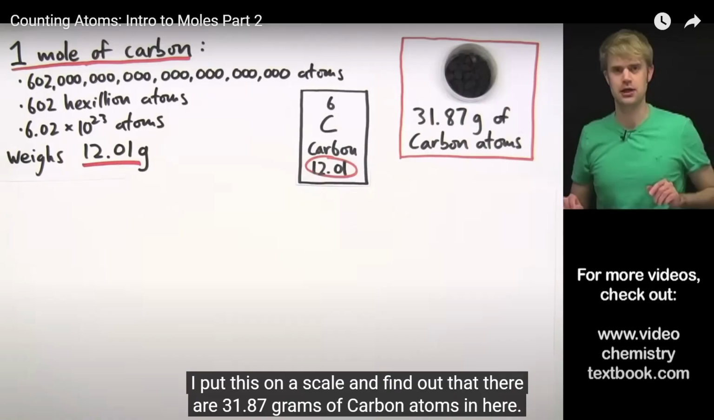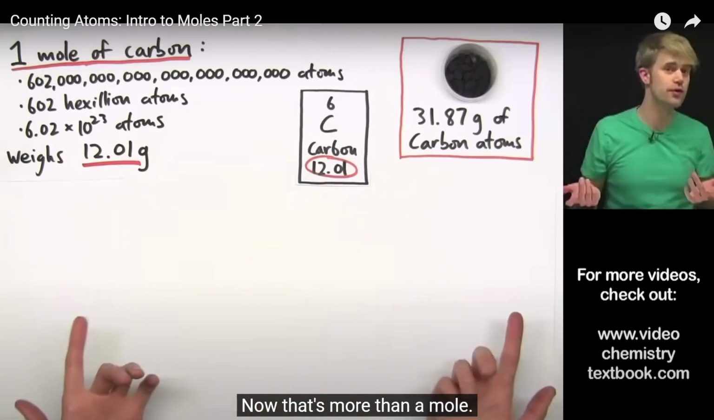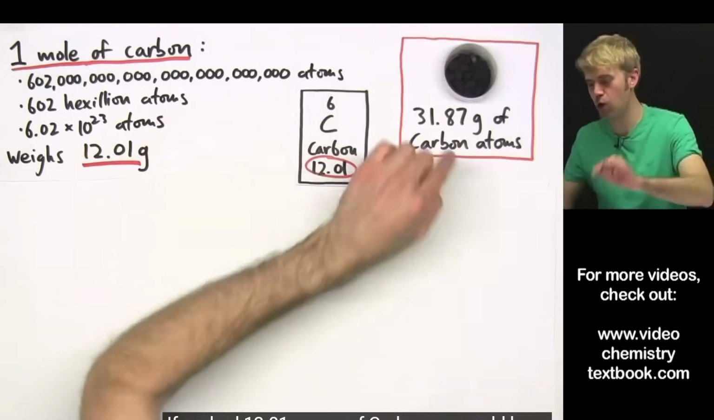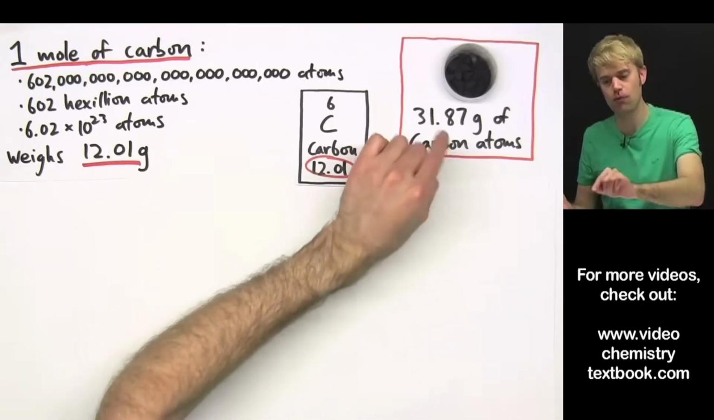more, right? Because 1 mole is 12 grams-ish, and this is 31 grams-ish. So we have more than a mole. Almost 3 times as much, not quite 3 times as much. Now that's more than a mole. If we had 12.01 grams of carbon, we'd have 1 mole, but we have more than that. So let's figure out how many total moles we have.